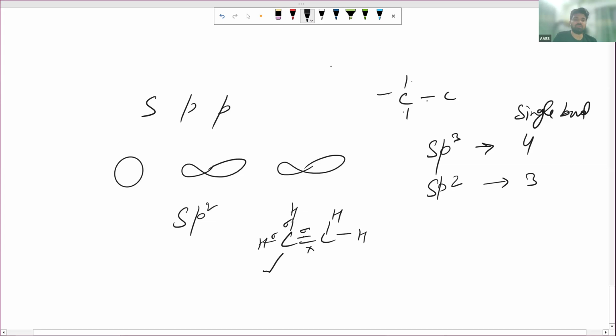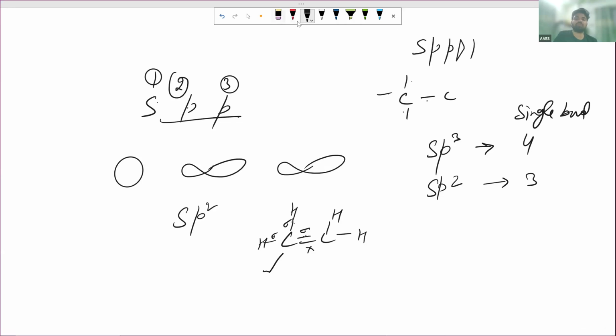Why sp2? Because 1s and 2p, you will get 1, 2, 3, total 3. So 3 sigma bonds means sp2. If it is 4 single bonds, it is sp3: 1 for this one, 2 for this one, 3 for this one, 4 for this one. 4 single bonds means sp3 hybridization. You understood?